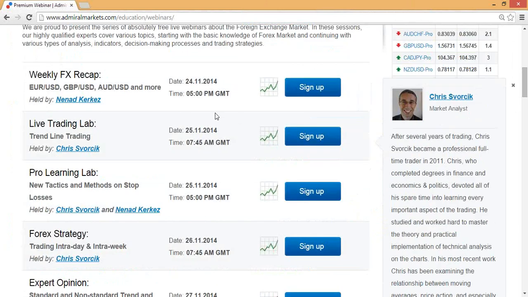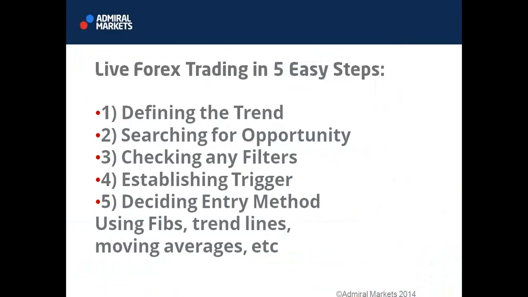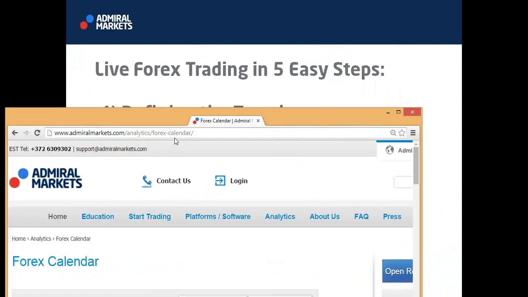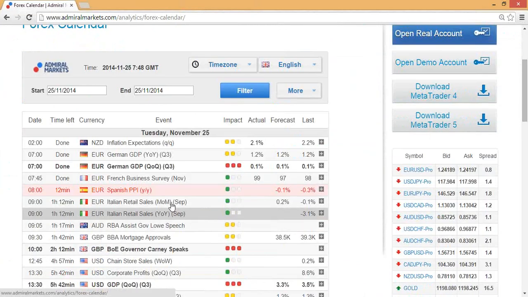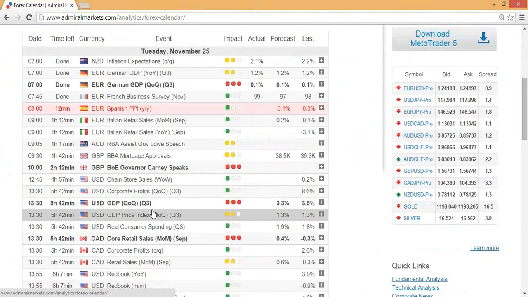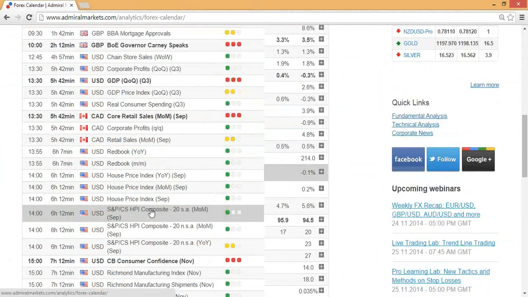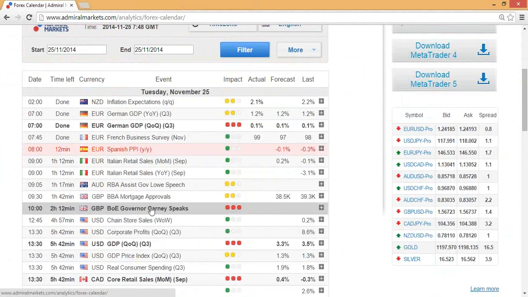Let's take a look at the calendar. I grabbed the wrong link, one second. This is it. So today we have some German GDP news. We have the Bank of England governor speaking, USD GDP and CAD retail sales. Quite a lot of events today.